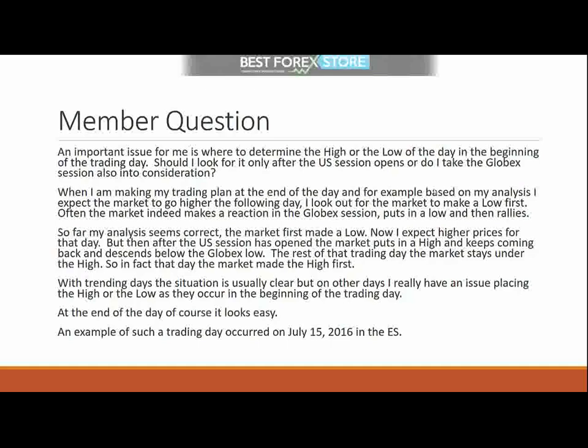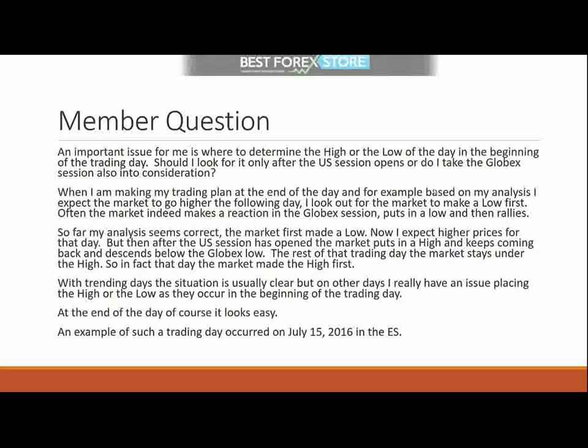But then after the U.S. session is open, the market puts in a high and keeps coming back and descends below the Globex low. The rest of the trading day, the market stays under the high. So in fact, that day the market made the high first. It did in the U.S. session, but it didn't in the Globex session. That's right. With trending days, the situation is usually clear, but on other days I have an issue placing the high and low as they occur in the beginning of the trading day. At the end of the day, of course, it looks easy, doesn't it always?